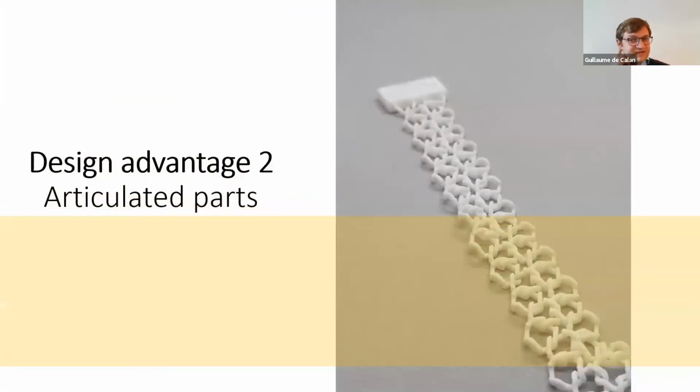A second design advantage that you can take profit of is the possibility to print articulated parts. And this is particularly interesting with ceramic, a bit more than with metal. Why? Because usually making articulated parts in ceramic is almost impossible. Typically here you have a bracelet. Making that kind of part in ceramic is just impossible by traditional process because we don't know how to weld ceramic. We can't weld ceramic and we can't bend them.